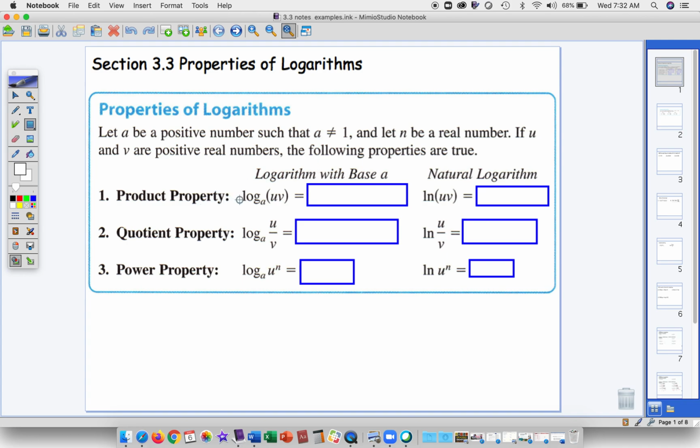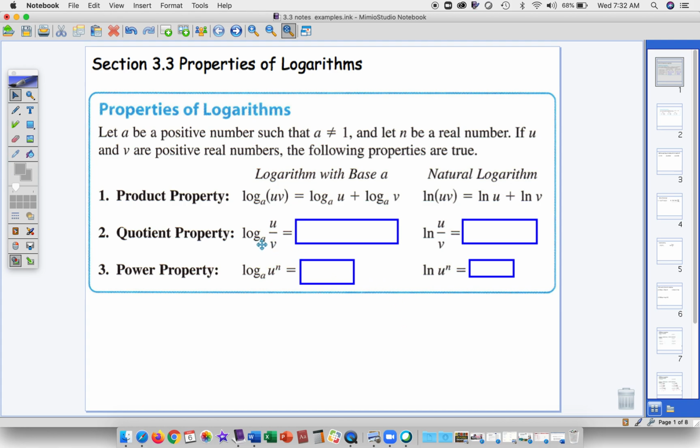So for the product property, if we have the log base a of u times v, we can expand that into a sum: log base a of u plus log base a of v. If it's the natural log, remember it's base e, so we write it as ln of u times v would be the natural log of u plus the natural log of v.